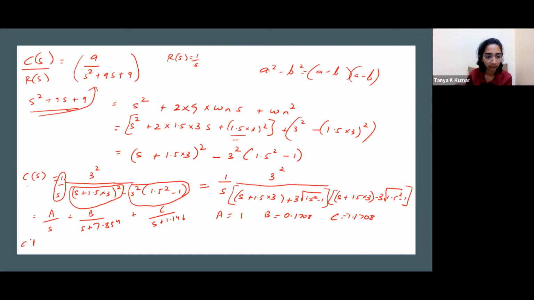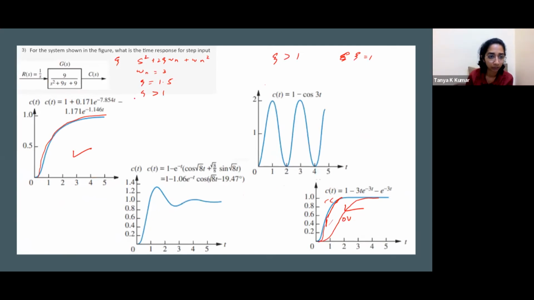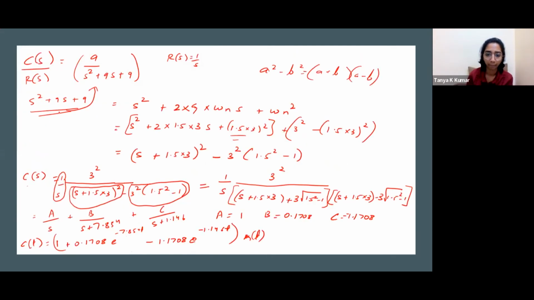You get small c of t equal to inverse Laplace transform of 1 by s is 1. The inverse Laplace transform of the other term, that is B was 0.1708 by s plus 7.854, is plus 0.1708 e raised to minus 7.854 t. And this will be minus 1.1708 e raised to minus 1.146 t. Okay, so this will be your final answer into u of t, into whatever the signal r of t. Okay, so your final answer would be this one. This is the correct answer. You get the same value here. Okay. Now we go to the next question.